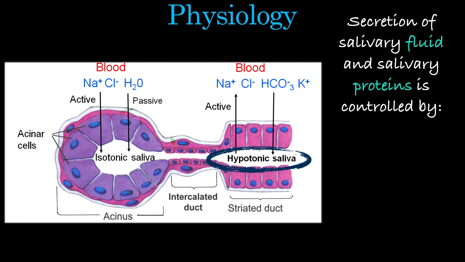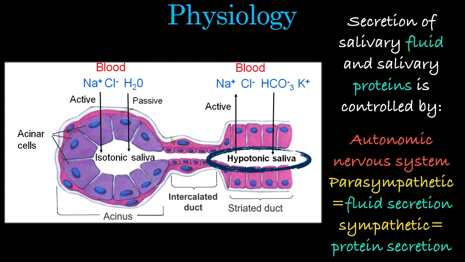What controls the salivary secretion? The salivary secretion is totally controlled by the autonomic nervous system. If the parasympathetic outflow is the overriding innervation, then we will have fluidy saliva or watery salivary secretion. If the sympathetic outflow is overriding, then we'll have viscous or mucus saliva rich in proteins.